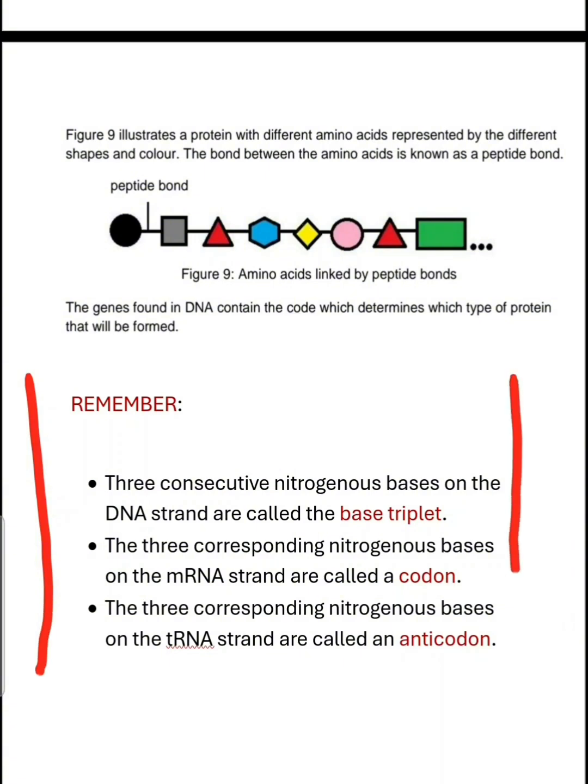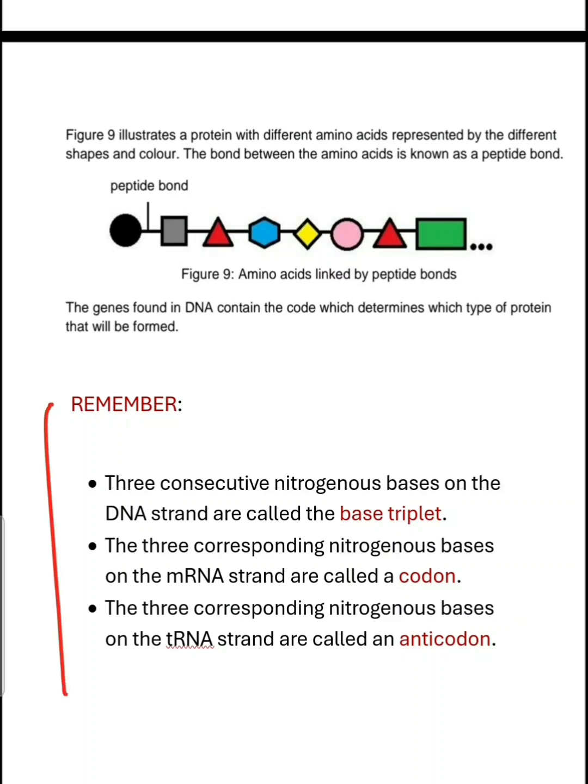So three consecutive nitrogenous bases on a DNA strand are called a base triplet. Then three corresponding nitrogenous bases on mRNA are called a codon. Then the three corresponding nitrogenous bases on tRNA are called an anticodon. So you should remember this. You should also remember that the bond here is the peptide bond in the amino acids.